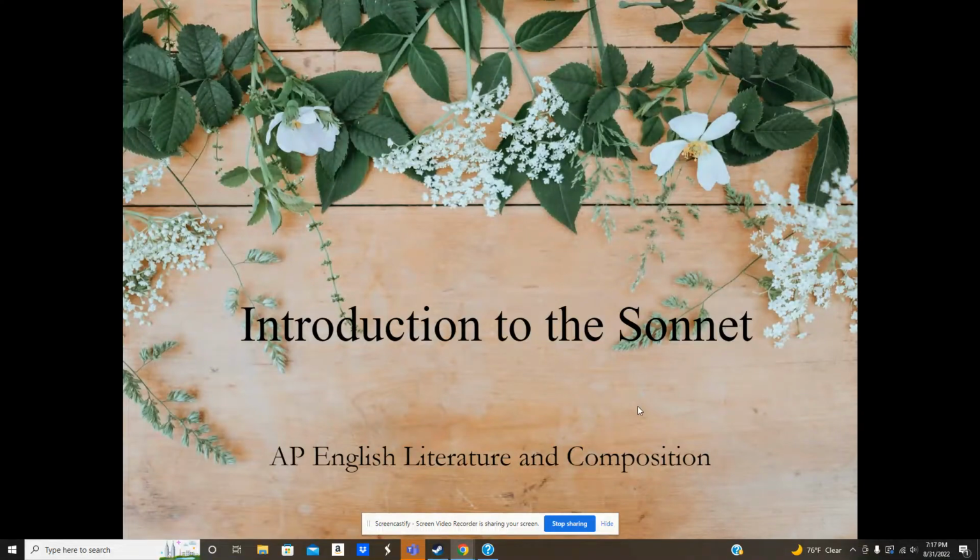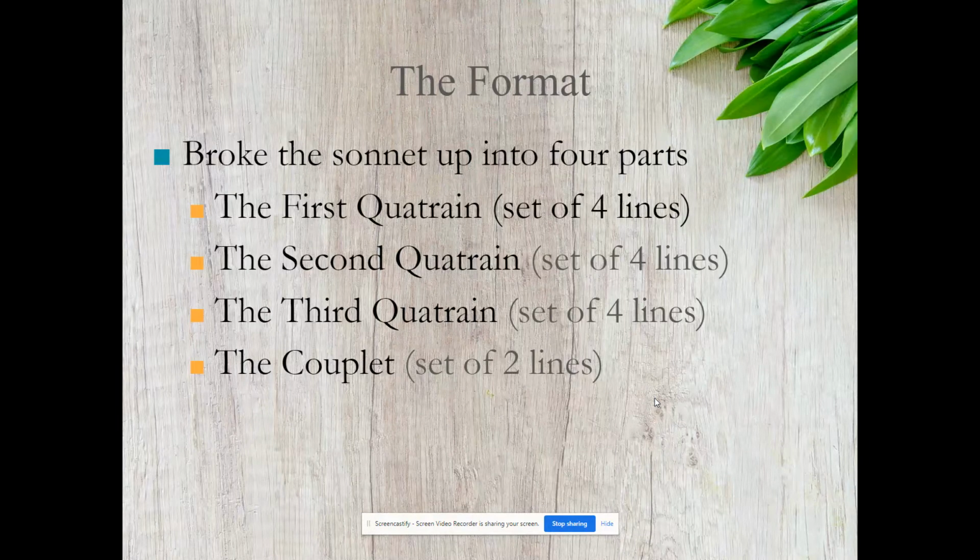All right, so I'm just going to add a few comments to John Green on the sonnet. A sonnet is broken up into four parts. The first four lines is called the first quatrain. The second four lines is the second quatrain, and the third set of four lines is the third quatrain. They're called quatrains because they're groupings of four lines: quarter, quattro, quatrain, four. And then the couplet is always a rhyming pair of two lines at the very end.